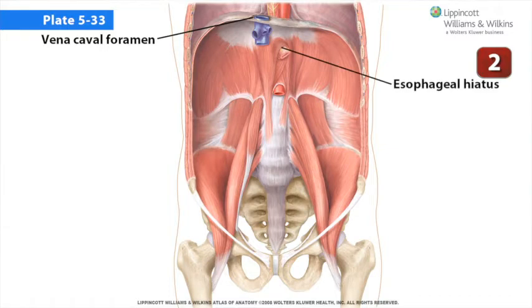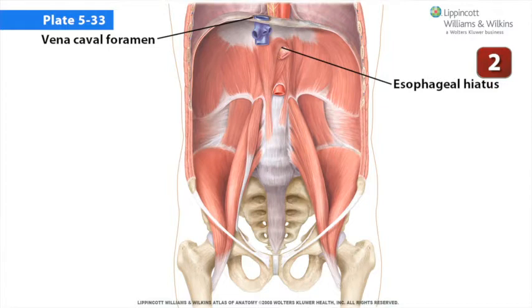The esophageal hiatus, the muscular borders of which were described previously, is found at the level of the 10th thoracic vertebra. The esophagus and the accompanying anterior and posterior vagal trunks pass through the esophageal hiatus along with esophageal branches of the left gastric vessels.